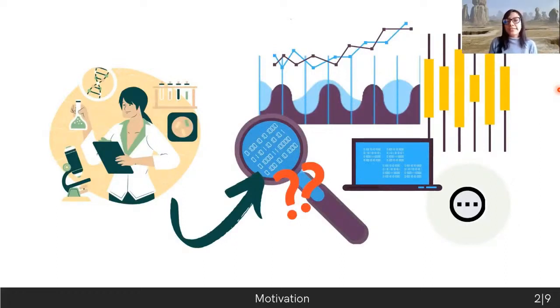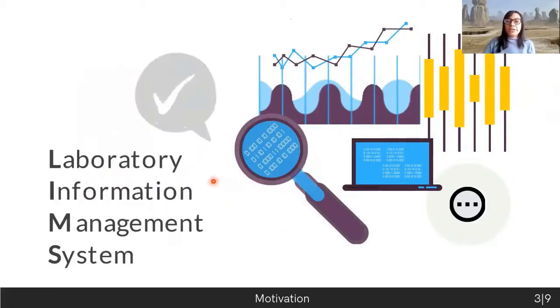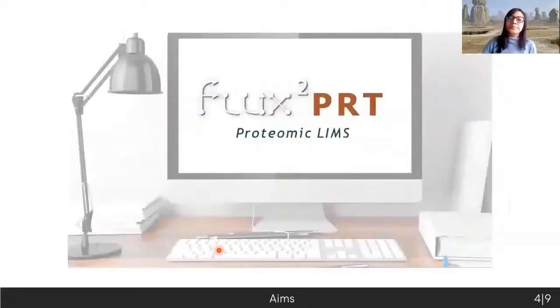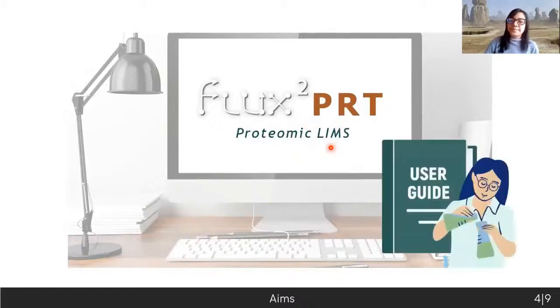So one of the systems that can aid with this problem is called a Laboratory Information Management System, also called a LIMS. So in this work, we use the Flux system, which is a workflow-based LIMS, in order to design the Flux PRT proteomics LIMS. Additionally, we present our interactive guide that is focused on helping new researchers with proteomics analysis.